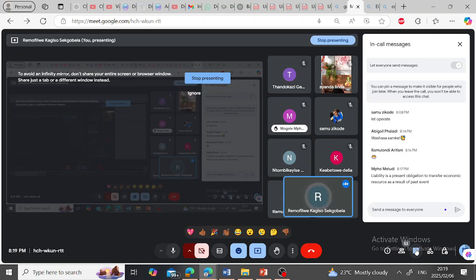Money is coming into the entity, but you need to pay it back at the end of the day. So it's a liability for the person receiving the loan. Are you guys getting it? And why is it an obligation? It's an obligation because technically you can't avoid it.